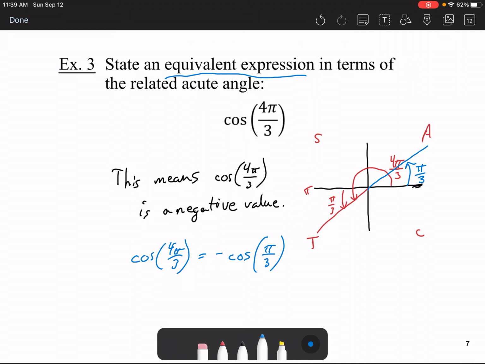We'll see other related acute expressions a little later. There are many different possible ones, but this is one possible one, especially if you're using the same function. If you're using a different function, there are actually other options. And thus concludes this lesson.